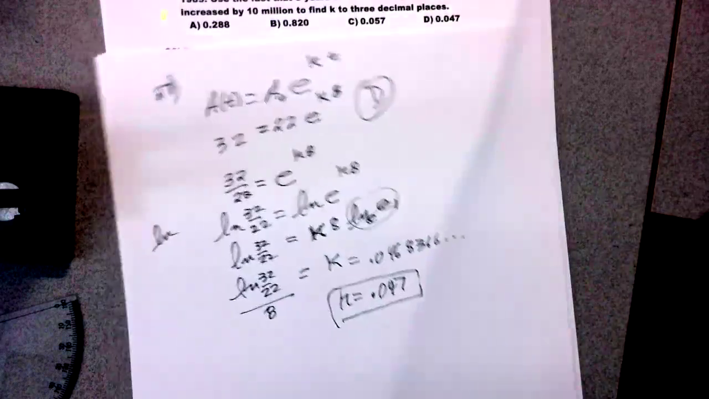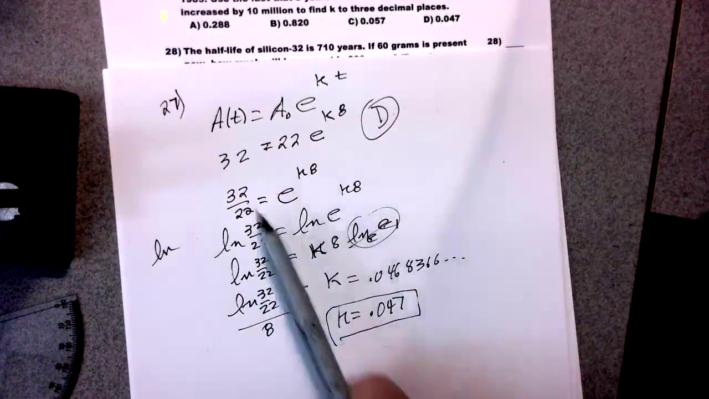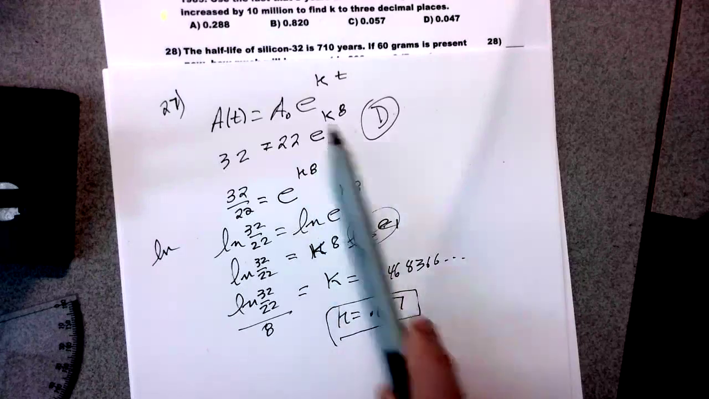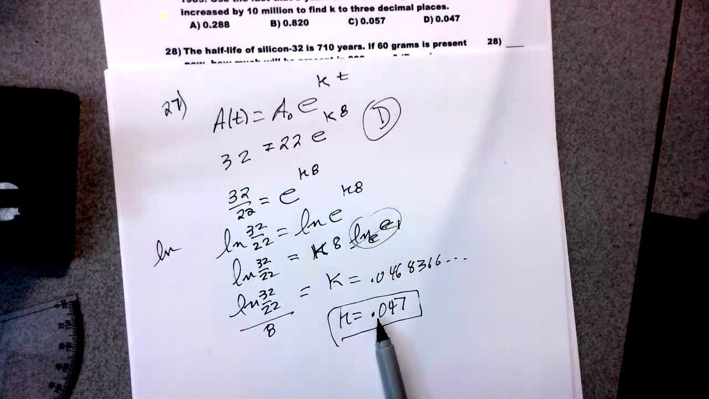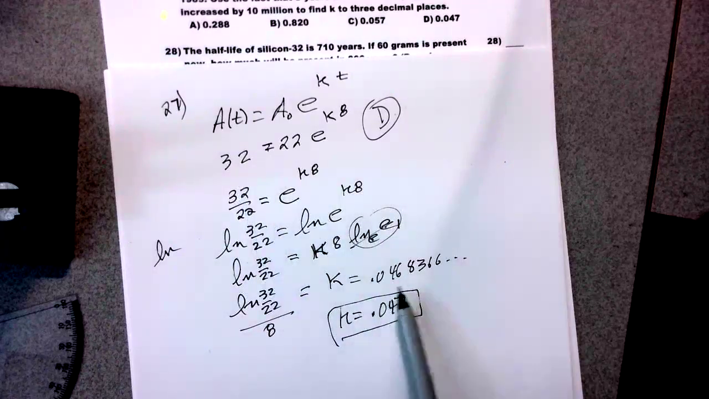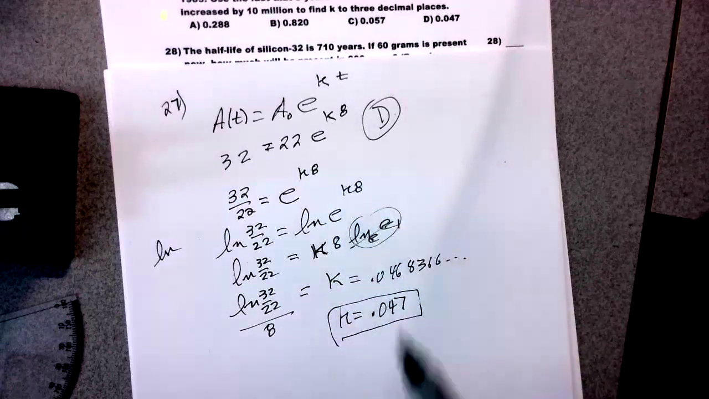If we wanted to check, this would be fairly easy to check. We would just come back and replace in the original equation the value for k, using this 0.047. Now, notice that when you use this value, you're not going to get exactly 32. Why? Because we're using the rounded value. If you wanted to get the exact value, what would you use for this calculation?